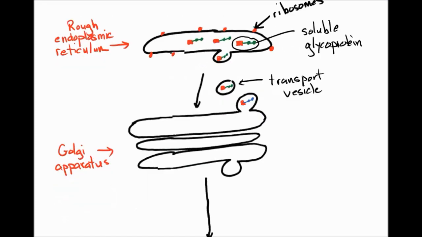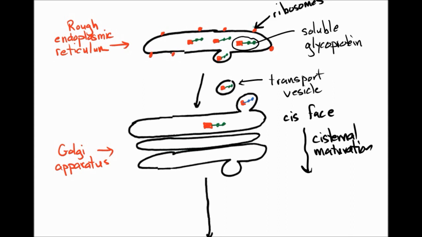So let's go ahead and draw this now inside the lumen of the Golgi apparatus. Now it enters, if you recall, on the cis face of the Golgi, and through cisternal maturation, which we discussed in class, that protein will find itself on the trans face, where it will be sorted and packaged for export.